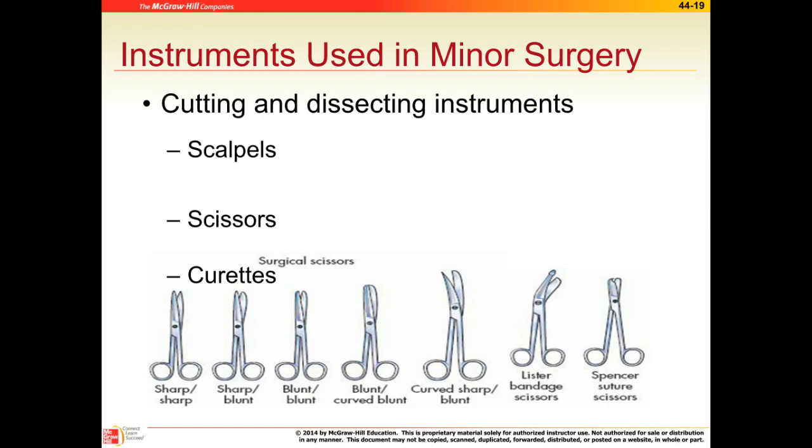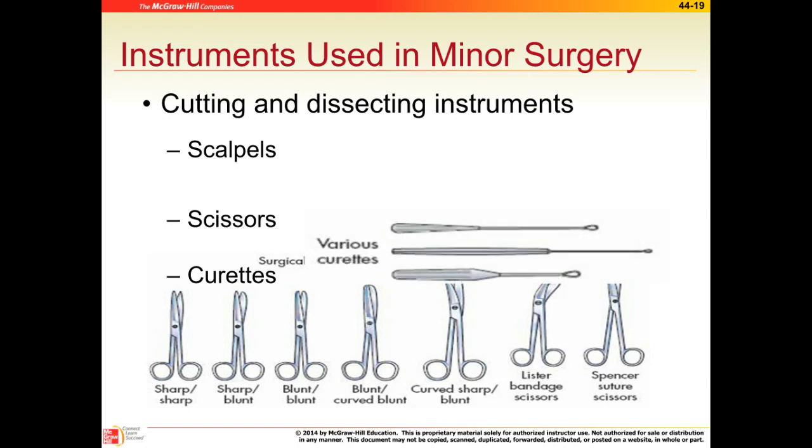Lister bandage scissors, those are used most often to remove bandages because they'll lift and cut and never touch the patient. Spencer scissors, those are what we remove sutures with. As you can see, they have that little hook on one end and they're blunt on the other. That way you can pick up the suture or the stitches and snip them and then pull them out with forceps so that you can pull those out. So those are the different types of scissors that can be found in a doctor's office.